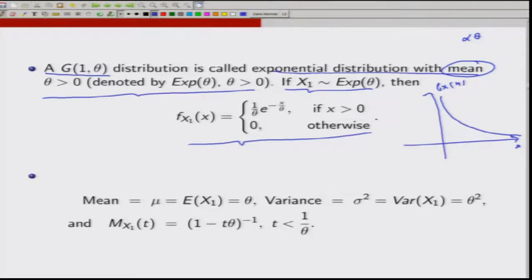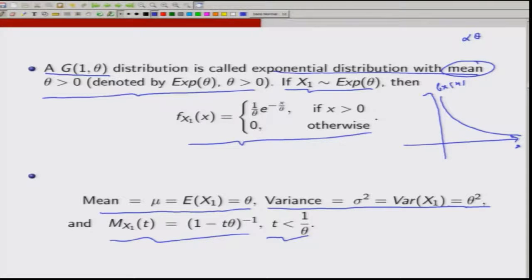Now, this exponential distribution has a very distinct property which we will discuss a little bit later. But let us see what the mean is. Mu is alpha theta for gamma. For exponential alpha is 1, so the mean is theta. Variance is alpha theta square for gamma. Here alpha is 1, so variance will become theta square. M_X(t) is (1 minus t theta) to power minus alpha. Alpha is 1, so (1 minus t theta) to power minus 1 for t less than 1 by theta.